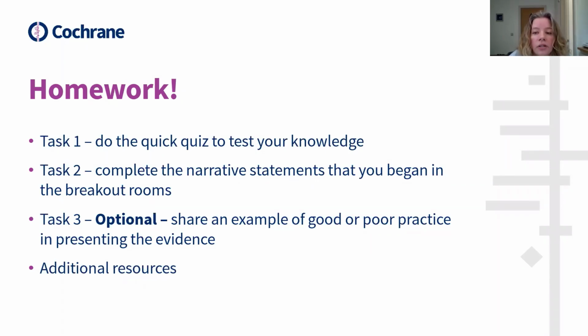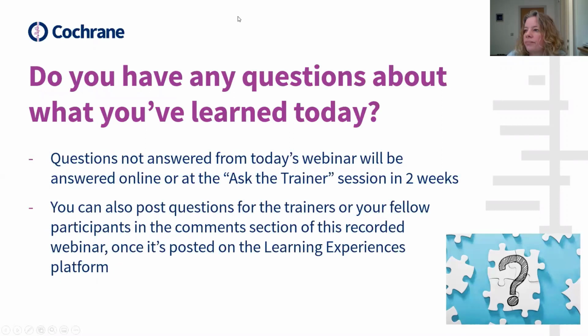There are also some additional resources on the LXP where you'll find links to Cochrane training if you want to learn more or refresh your knowledge about summary of findings tables. There's some useful reading about the difference between no evidence of effect and evidence of no effect. And also some links to interesting research about communicating uncertain evidence to the public, and maybe we can pick up on some of the challenges that those papers raise in the Ask the Trainer session. So I'm going to hand over to Stephanie to close the session.